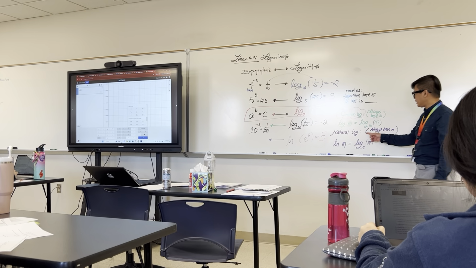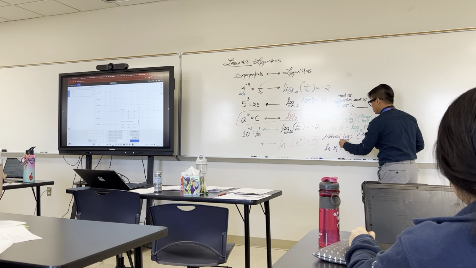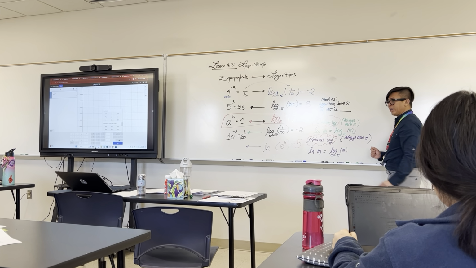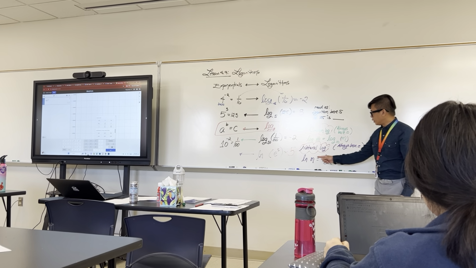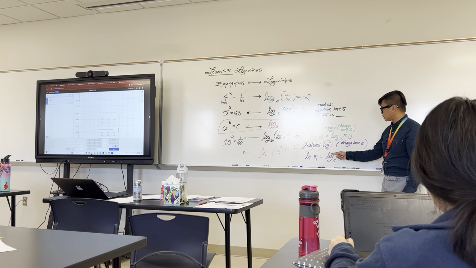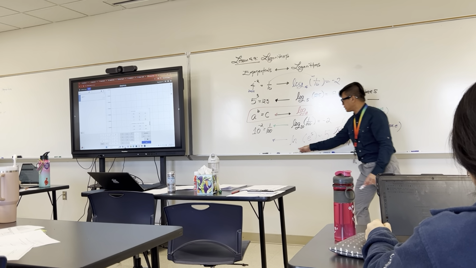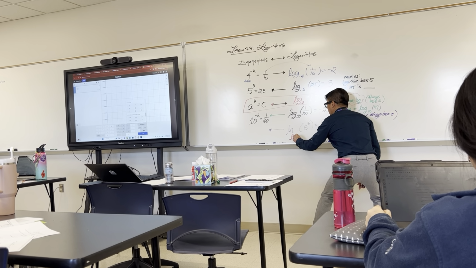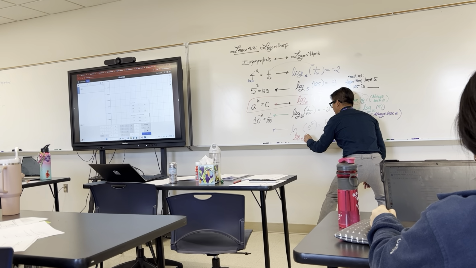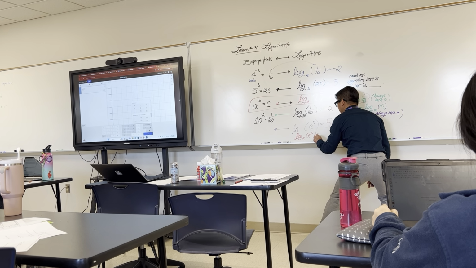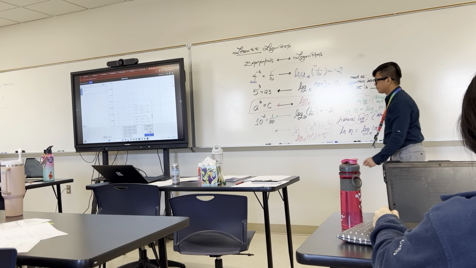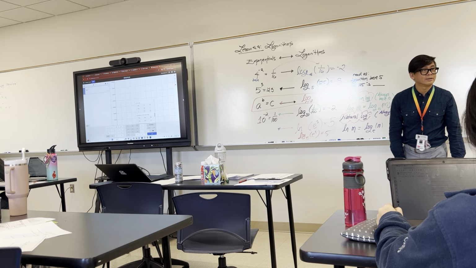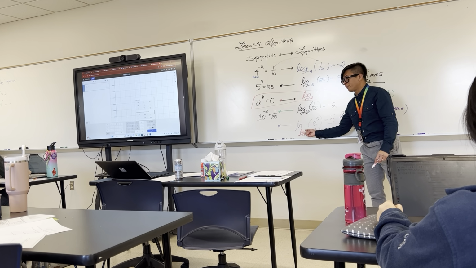Once again, when you say ln or natural log, it's always base e. So when you say ln m, that can be written as log base e of m. That means when you say ln e to the fifth, you can write this as log base e of e to the fifth power is equal to 5. Are we good? Again, ln automatically is log base e.